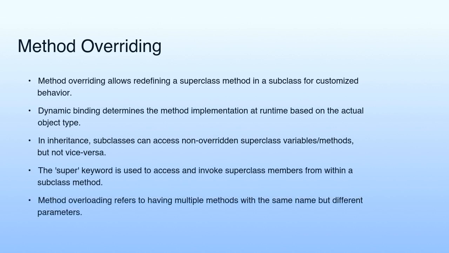Dynamic binding determines the method implementation at runtime based on the actual object type. In inheritance, subclasses can access non-overridden superclass variables and methods, but not vice versa. The super keyword is used to access and invoke superclass members from within a subclass method, while method overloading refers to having multiple methods with the same name but different parameters.